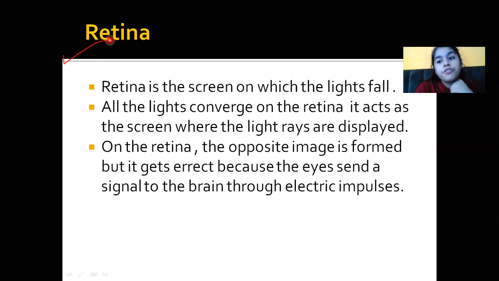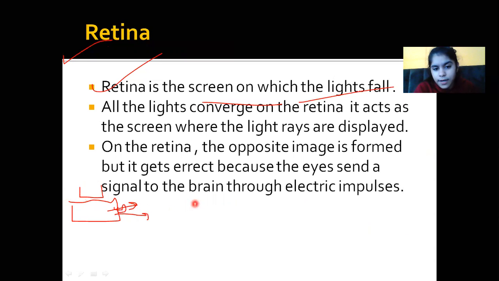Then you have the retina. Now, what is the retina? The retina is the screen on which the light falls. Obviously, if I take the example of a projector, the projector is the light source, and the screen is where it is falling. For example, here I have my projector attached to the wall. Here is the lens, and all the lights are coming here like this.